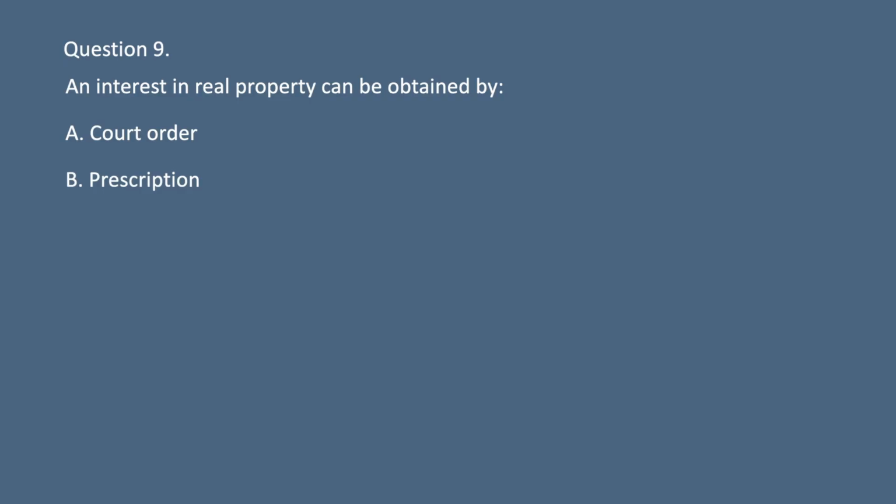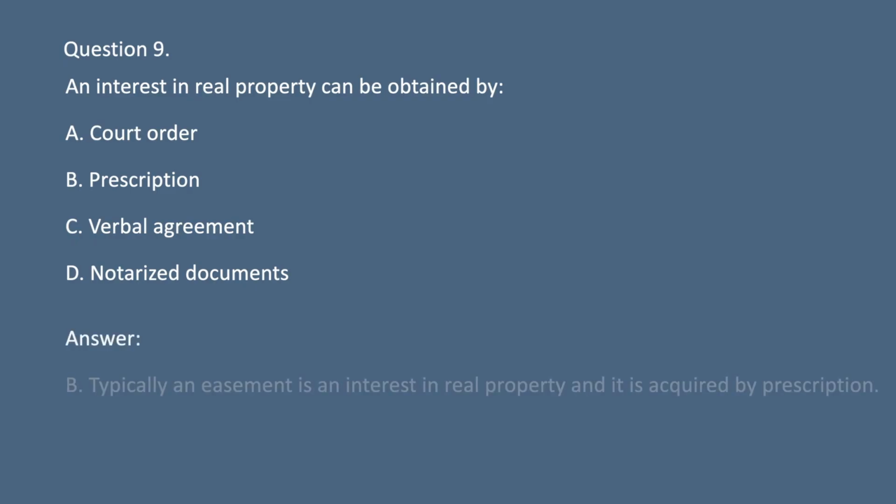Question 9. An interest in real property can be obtained by A. Court order. B. Prescription. C. Verbal agreement. D. Notarized documents. Answer. B. Typically, an easement is an interest in real property and it is acquired by prescription.